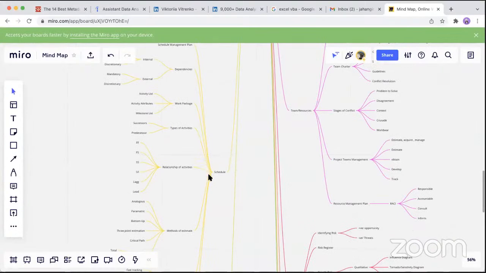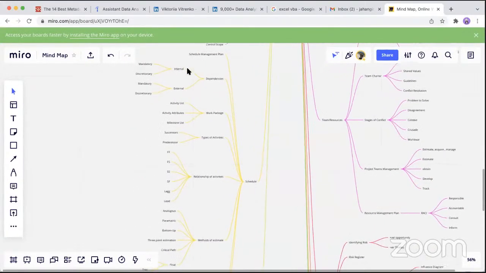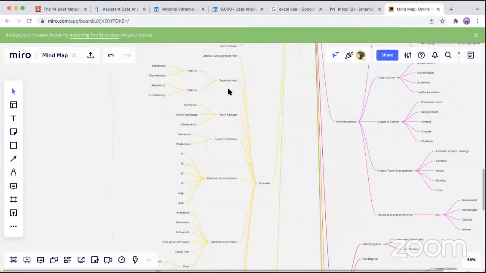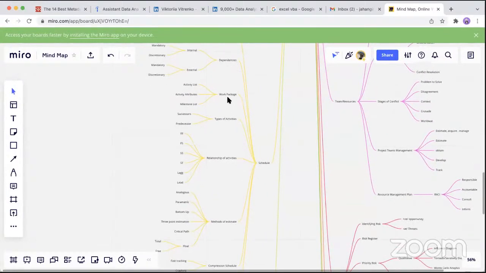Then we have a topic, schedule. In schedule, we prepare a schedule management plan. In the schedule management plan, we have some dependencies, internal and some external, which are mandatory and discretionary. In schedule, we prepare work packages. In the work package, we prepare the activity list, activity attributes, and milestone list.